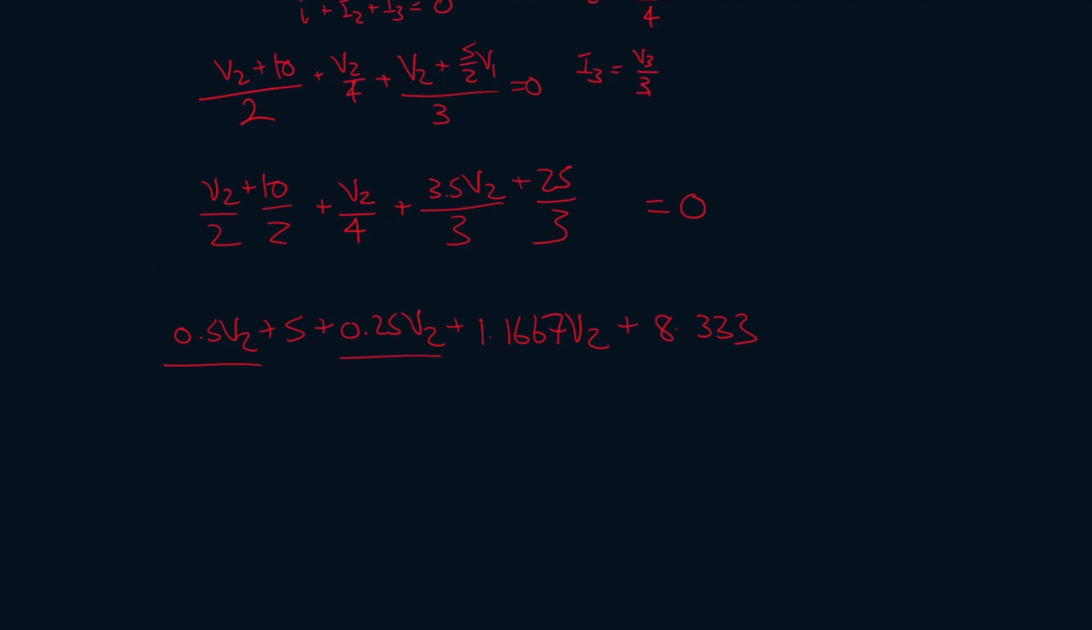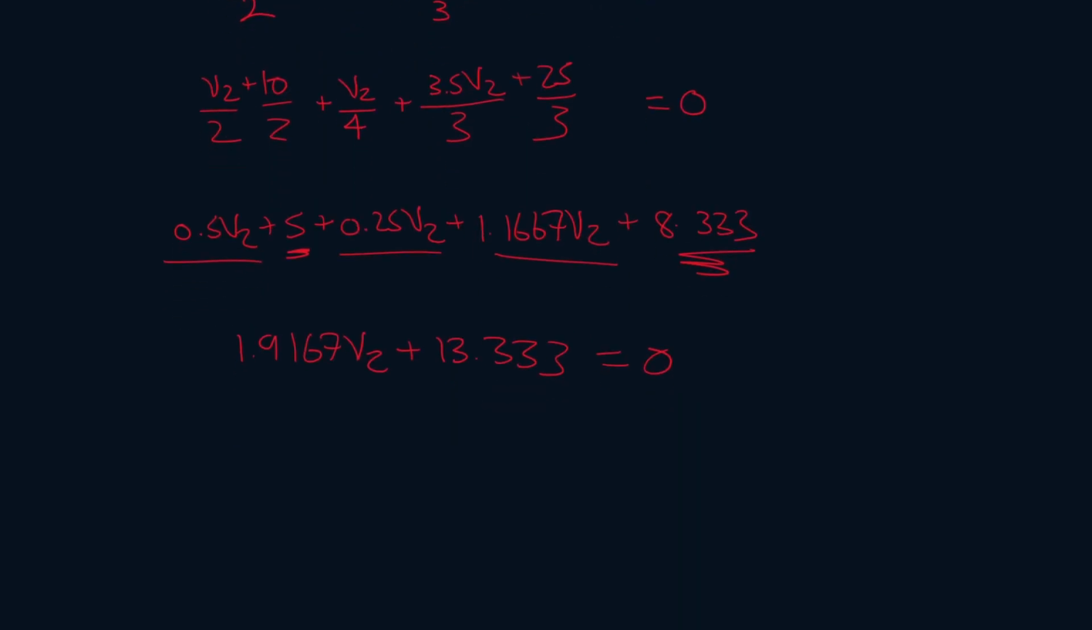Now let's collect like terms. So this one, and this one. I get 1.9167 V2. Then we have this one and this one. So it's just plus 13.333 equals 0. Now we can solve for V2. So let's bring the 13.333 to the other side. So it will equal minus 13.333. Divide both sides by 1.9167. And we get V2 equals minus 6.959.